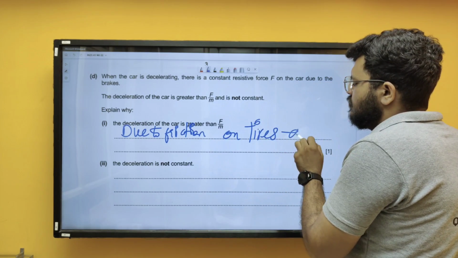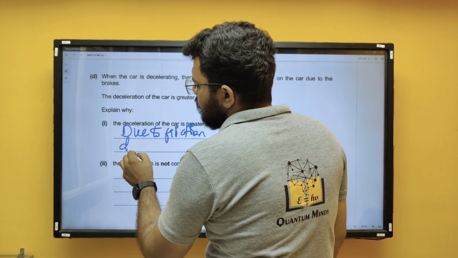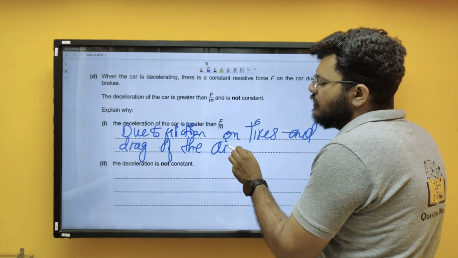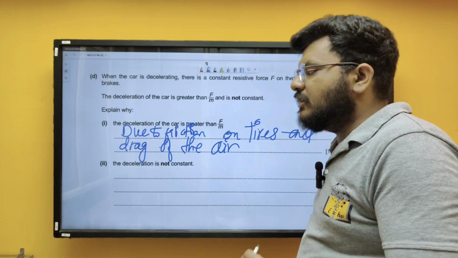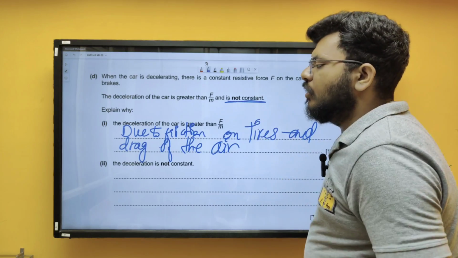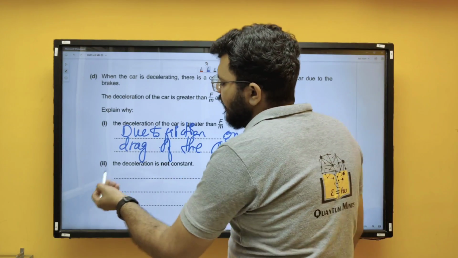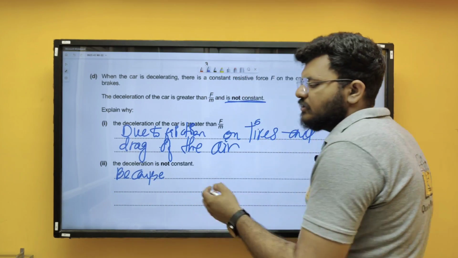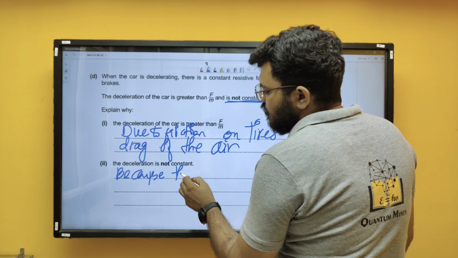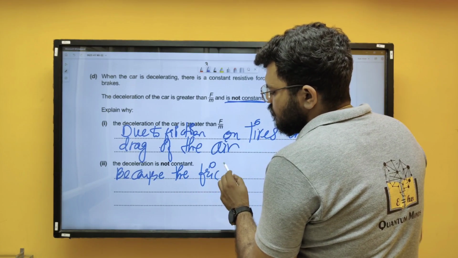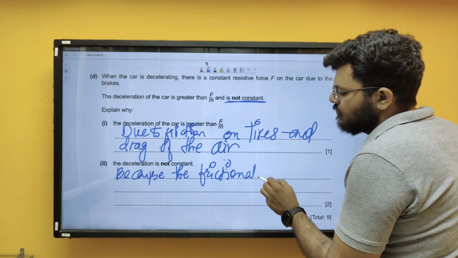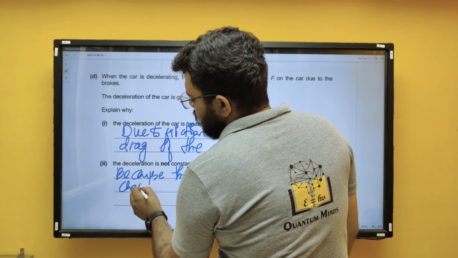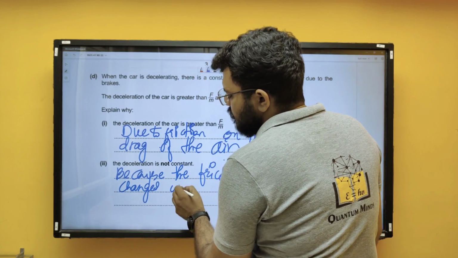And drag of the air. Now what happens is when the velocity of the car decreases, the drag of the air decreases, and that's why it is not constant. Okay, why is it not constant? Because the frictional force changes with velocity.